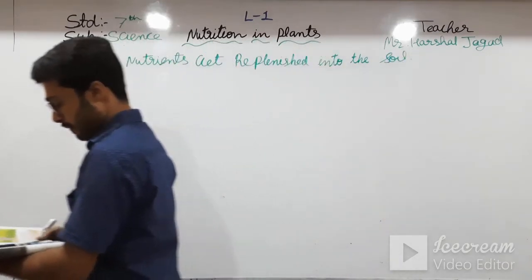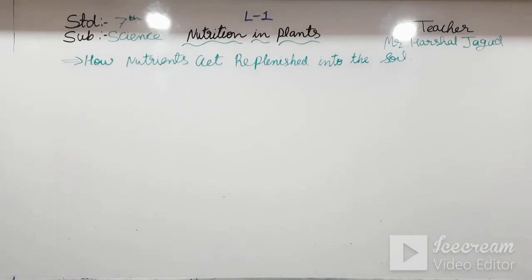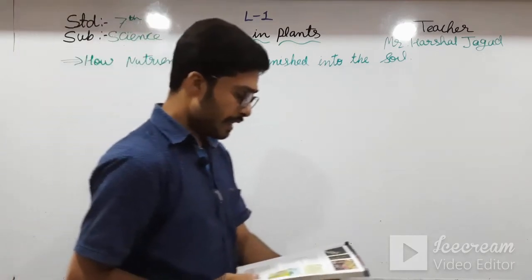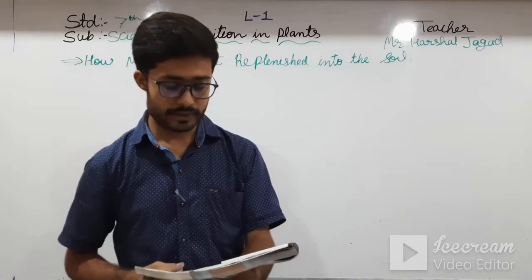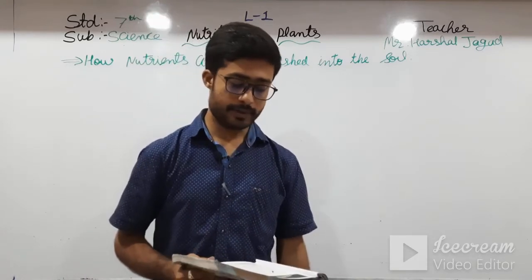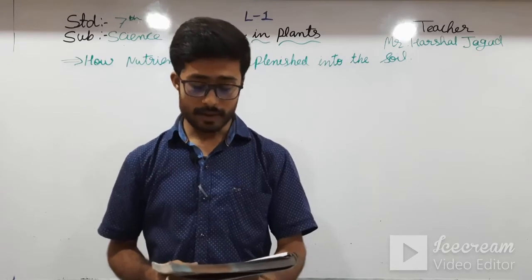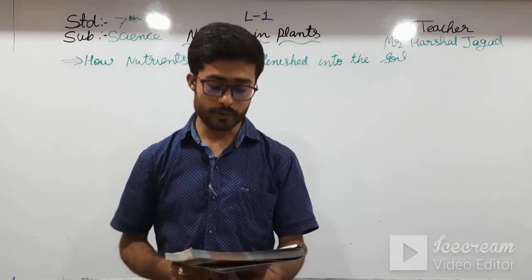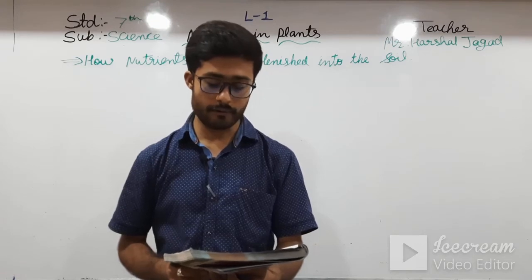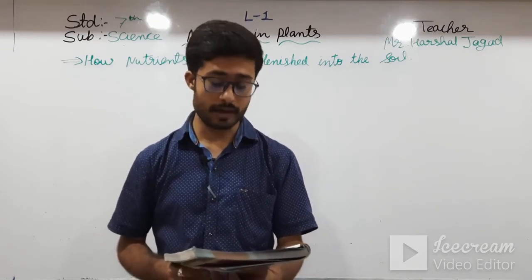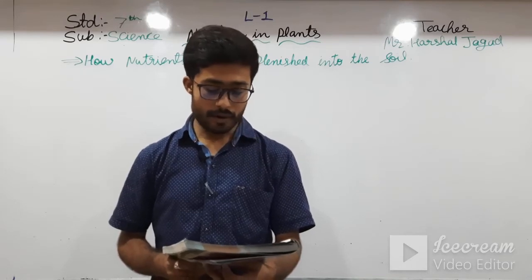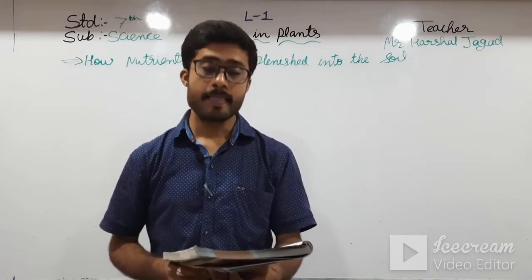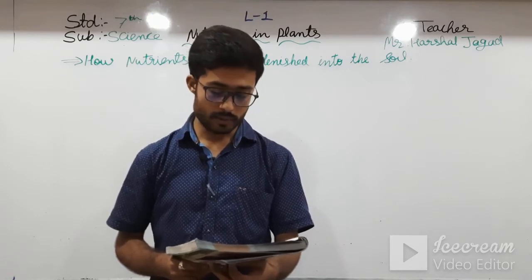Okay students, so in this video we will see how the nutrients get replenished into the soil. See here, I am reading that plants use the mineral nutrients such as nitrogen, phosphorus and potassium present in the soil for their growth. As a result, the amount of nutrition in the soil decreases over a period of time as more and more crops are grown in it. In order to replenish the nutrition, farmers apply fertilizers and manures periodically to the soil.